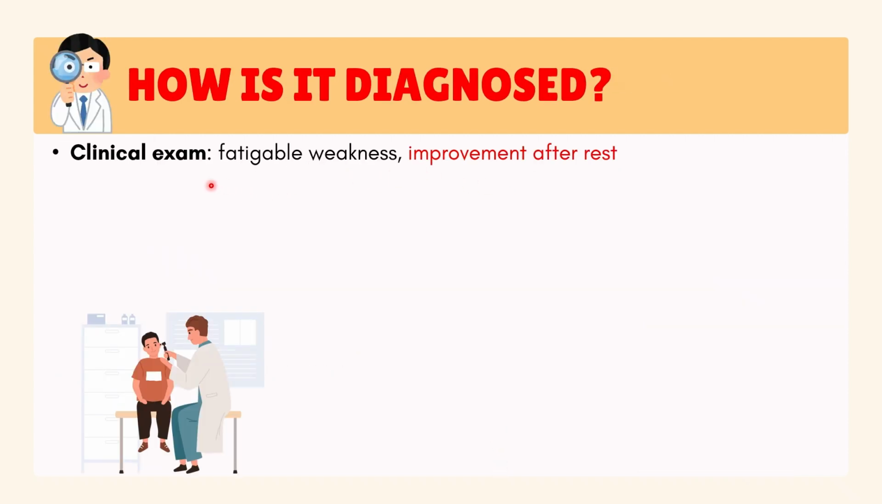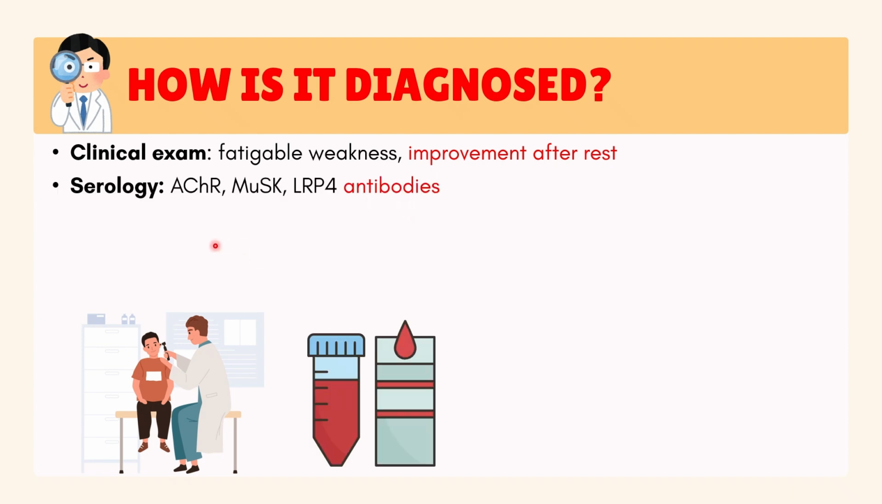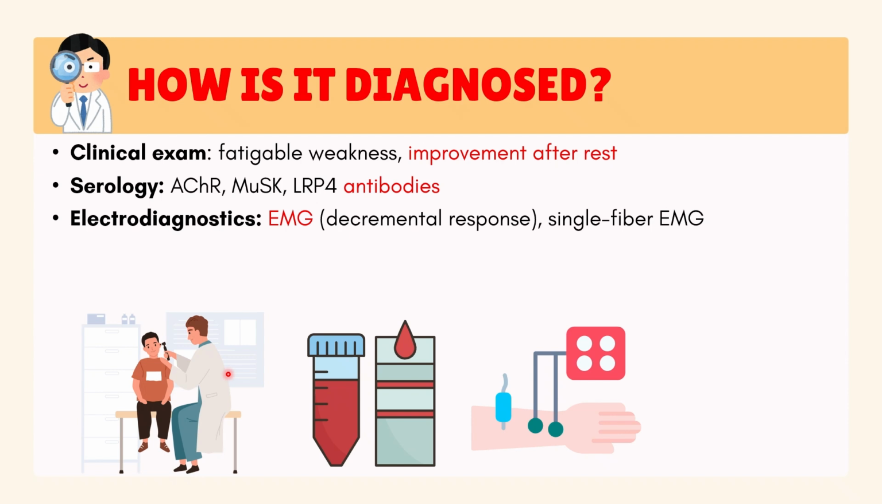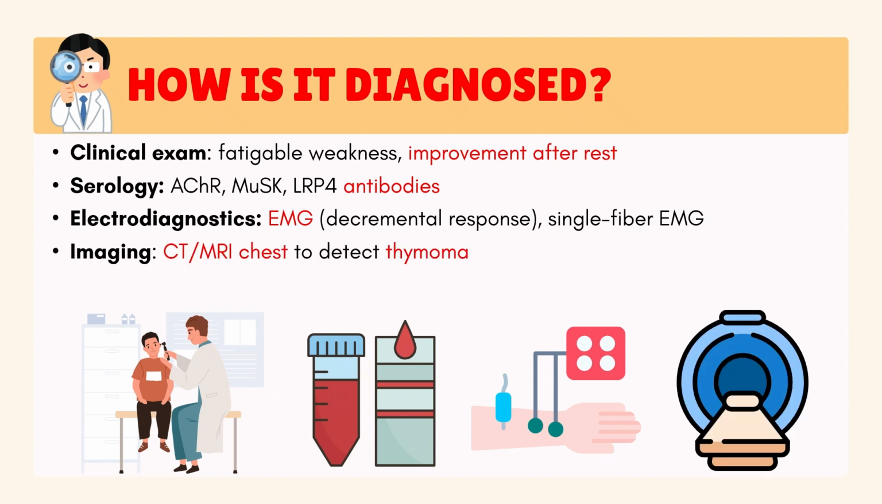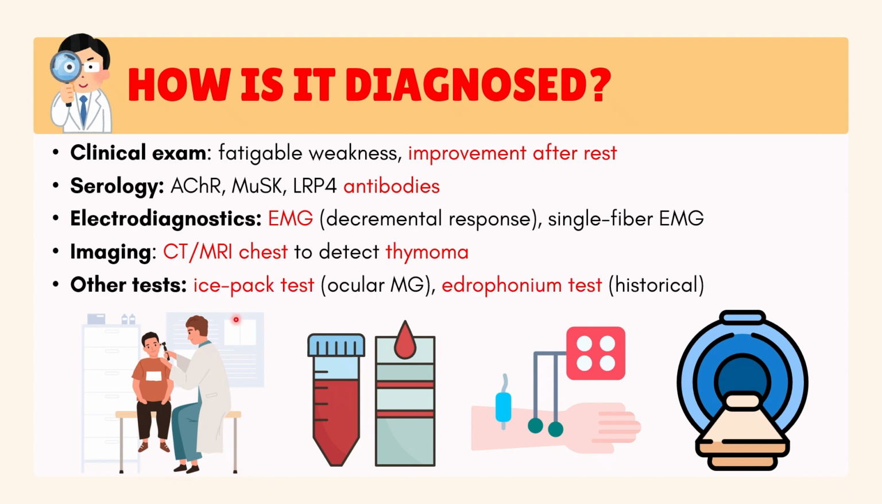Diagnosis starts with a clinical picture: fatigable weakness that improves with rest. Blood tests can detect antibodies against acetylcholine receptor, MuSK, or LRP4. Electromyography, especially single fiber EMG, shows the characteristic drop in muscle response with repeated stimulation. Imaging of the chest with CT or MRI is essential to look for a thymoma. For ocular cases, a simple ice pack test can temporarily improve ptosis.